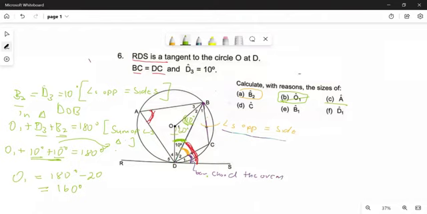Jane, how would you get A if it's you? Angle at center is twice angle at the circumference. So you will say that angle 160, which is O1, is going to be equal to twice A. And then the reason that we are going to say is because we have an angle at center, which is equal to 2 times angle at circumference.